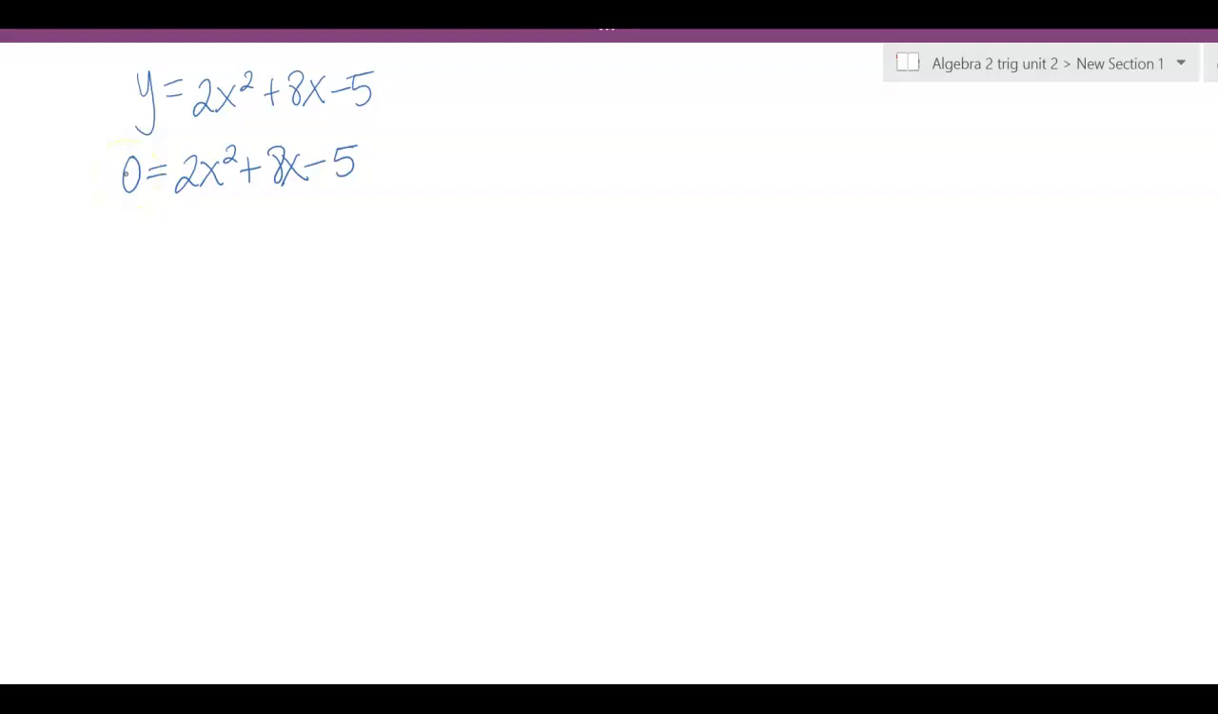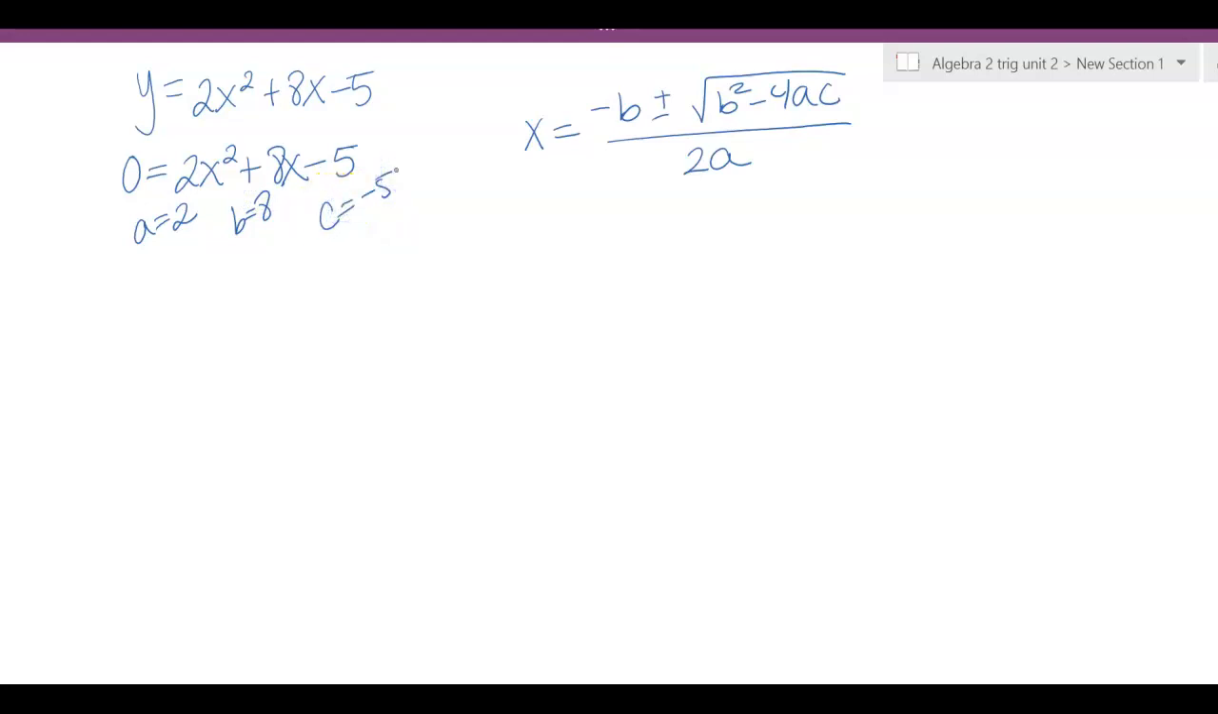The next thing I would look at are my options to solve, which are factoring, completing the square or quadratic formula. This question was specifically about how to use the quadratic formula. So first you need to know your quadratic formula, so I'm writing it over here in case you guys forgot. And then remember, you can't identify A, B, and C until everything's on one side. So in this equation, my A is positive 2, my B is positive 8, and my C is negative 5.